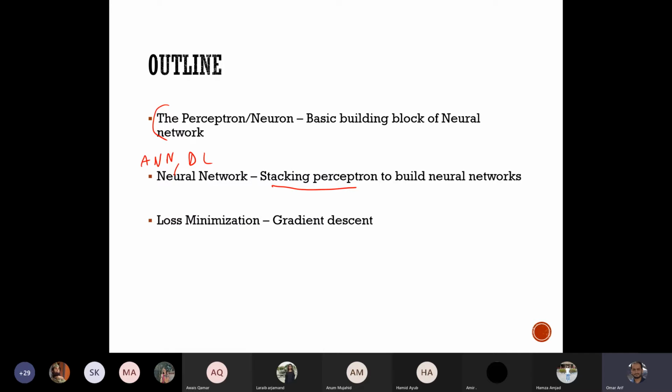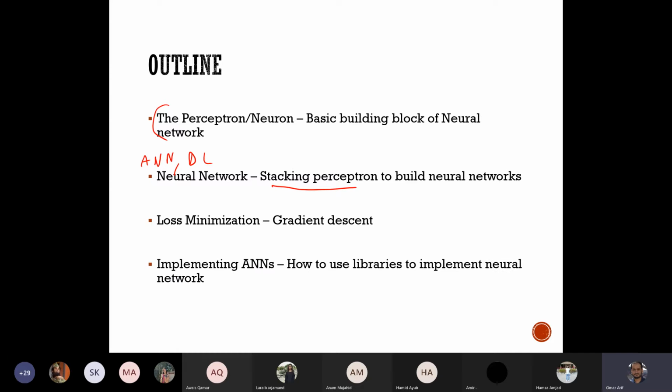Loss minimization, and as in the case of linear regression and logistic regression, once we have the hypothesis, the next thing we do is to define a cost function and then minimize that cost function using gradient descent. The same approach will be followed here.